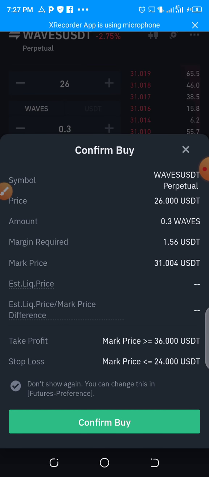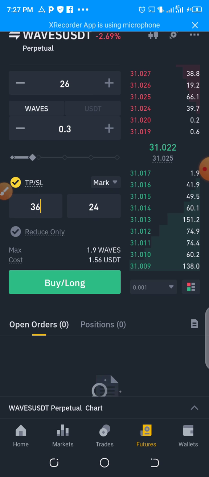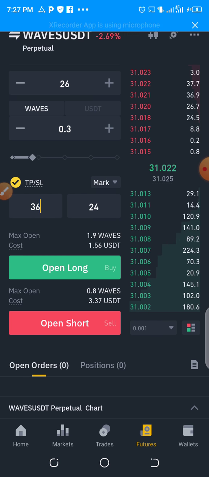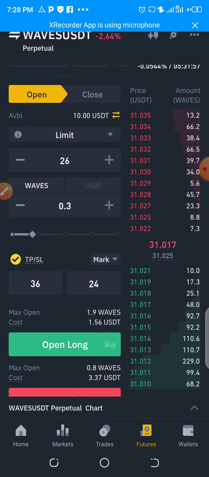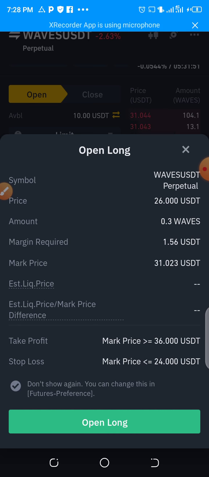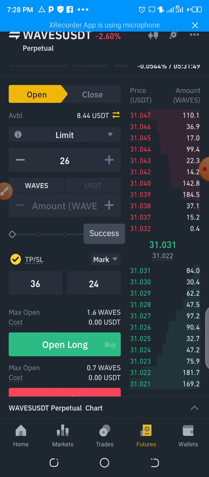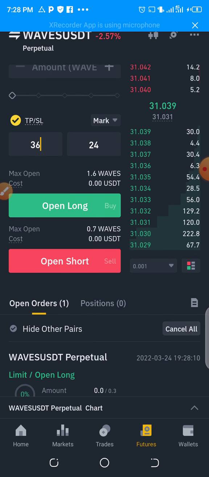Are you seeing what I'm seeing here? Wave USDT perpetual, the price I want to buy is 26 USDT, the amount 0.3 wave. How much USDT am I putting in this trade? 1.56. So right now the market price is 31.04. So I'm going to confirm buy, open long.